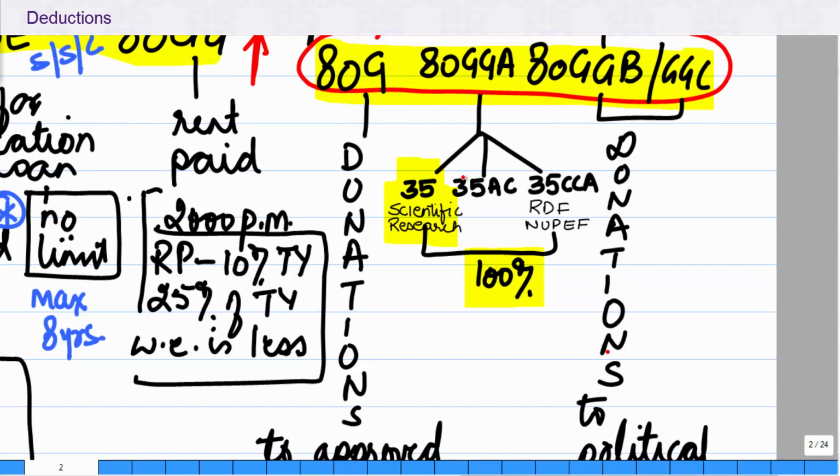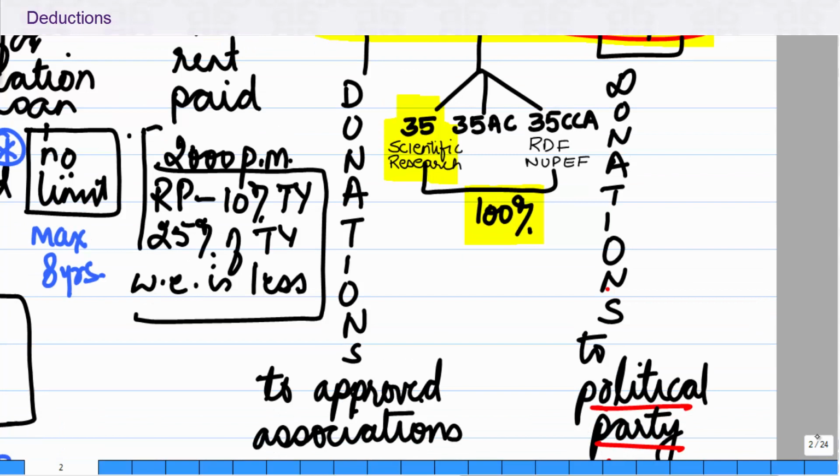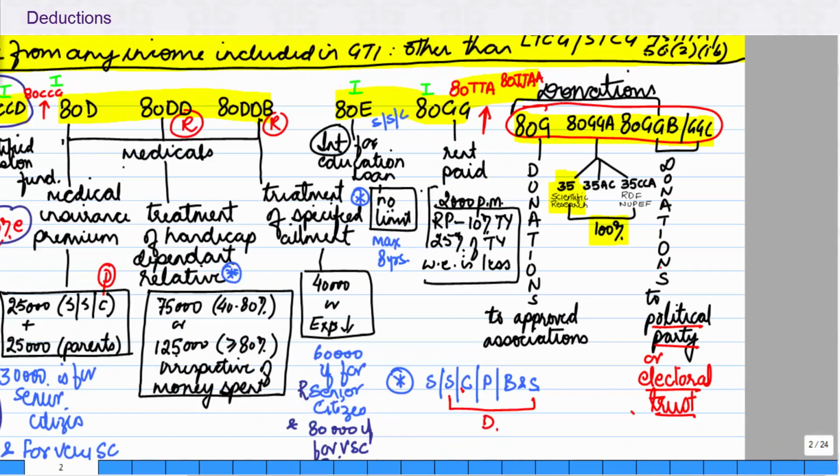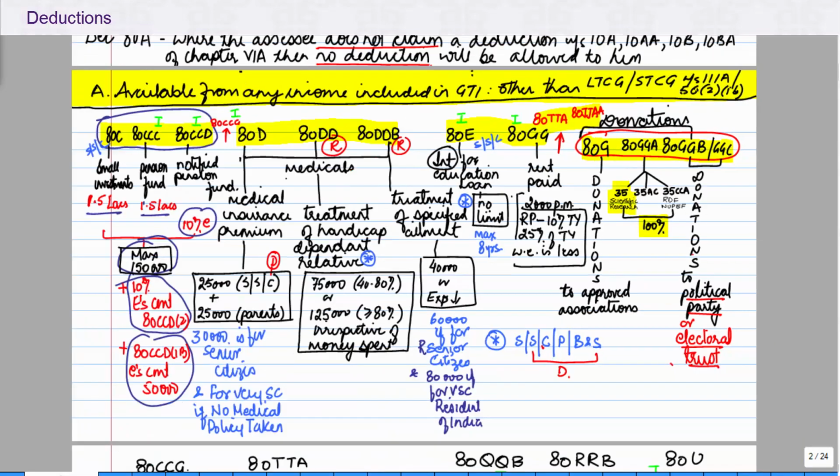There is a deduction under 35AC, social and economic upliftment projects approved by the National Committee, and 35CCA, which is donation to a rural development fund and a national urban poverty eradication fund. These donations are allowed again at 100%. Now 80G is allowed for donations to approved associations. Just a quick discussion about 80G. But you will remember that 80GGA and 80G need to be paid other than cash if the donations are more than 10,000.